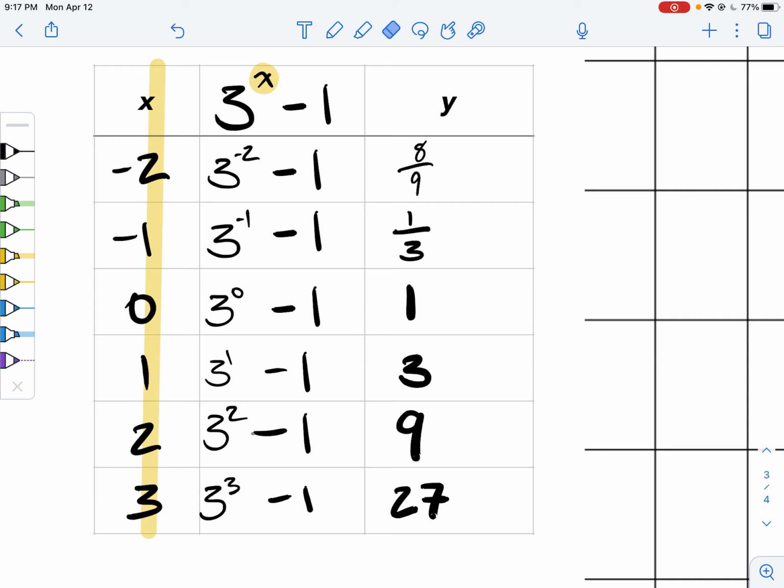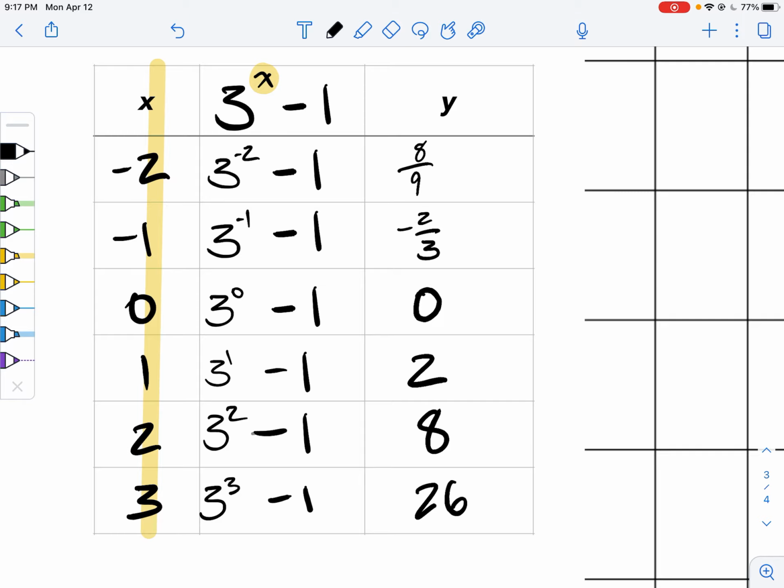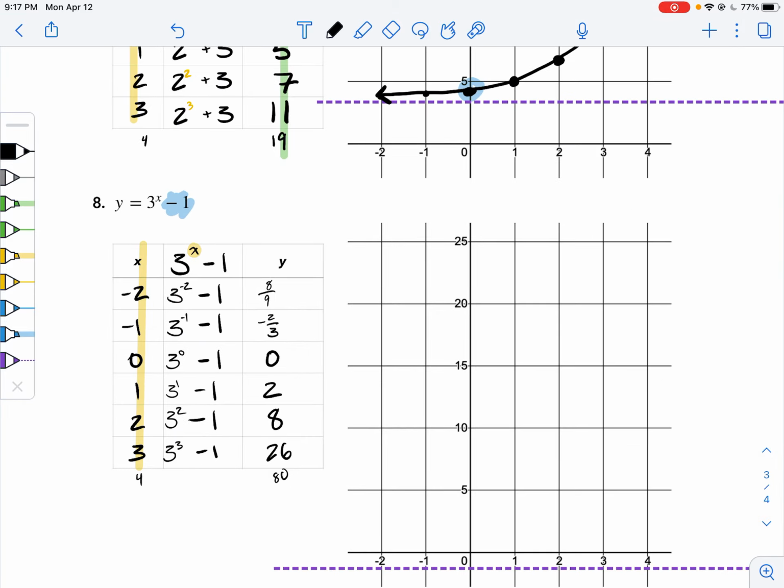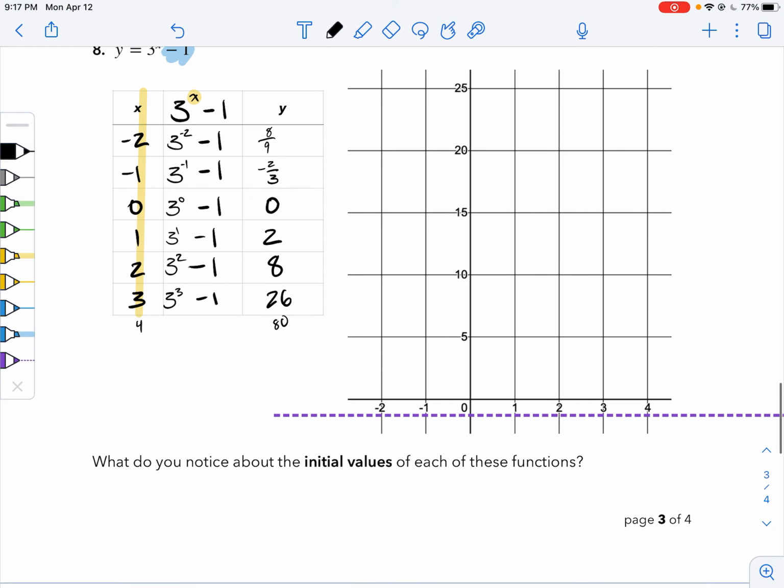1/3 minus 1 is -2/3. 1 minus 1, that's fun, that's 0. 3 minus 1 is 2. 9 minus 1 is 8. And 27 minus 1, 26. And fun fact, 4 would have come out to 80. But we're going to get off before that.